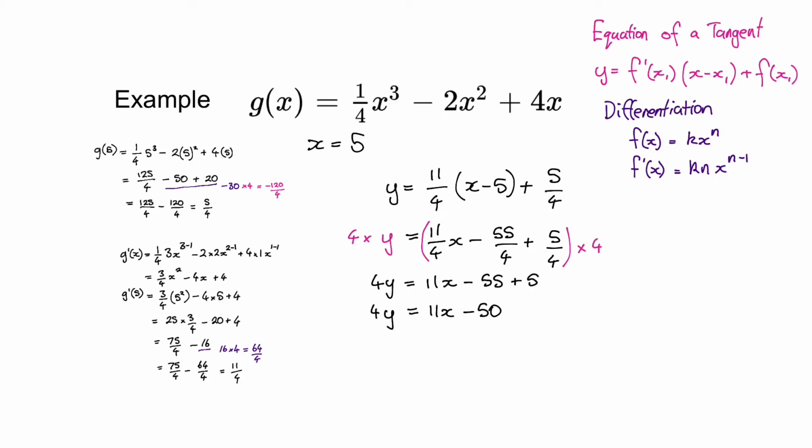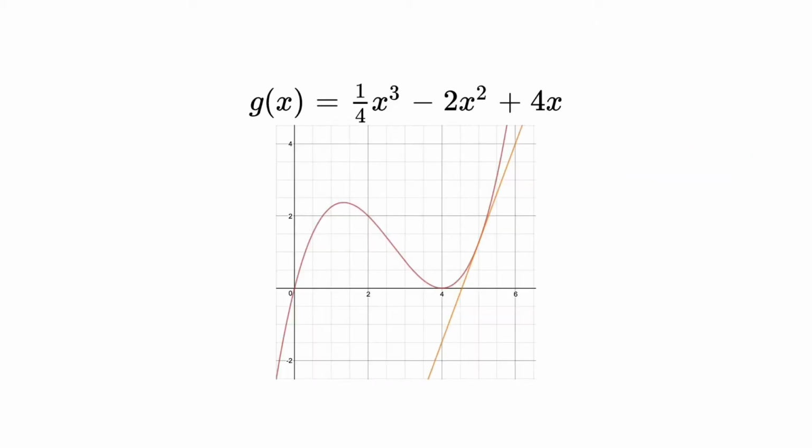So let's have a look at that on the graph. Our red line here is our original function, so our 1/4x cubed minus 2x squared plus 4x is this red line here. And our tangent, which is given by our 4y is equal to 11x minus 50, is given by this orange line here when our value of x is equal to 5. So that's the point where it touches here.